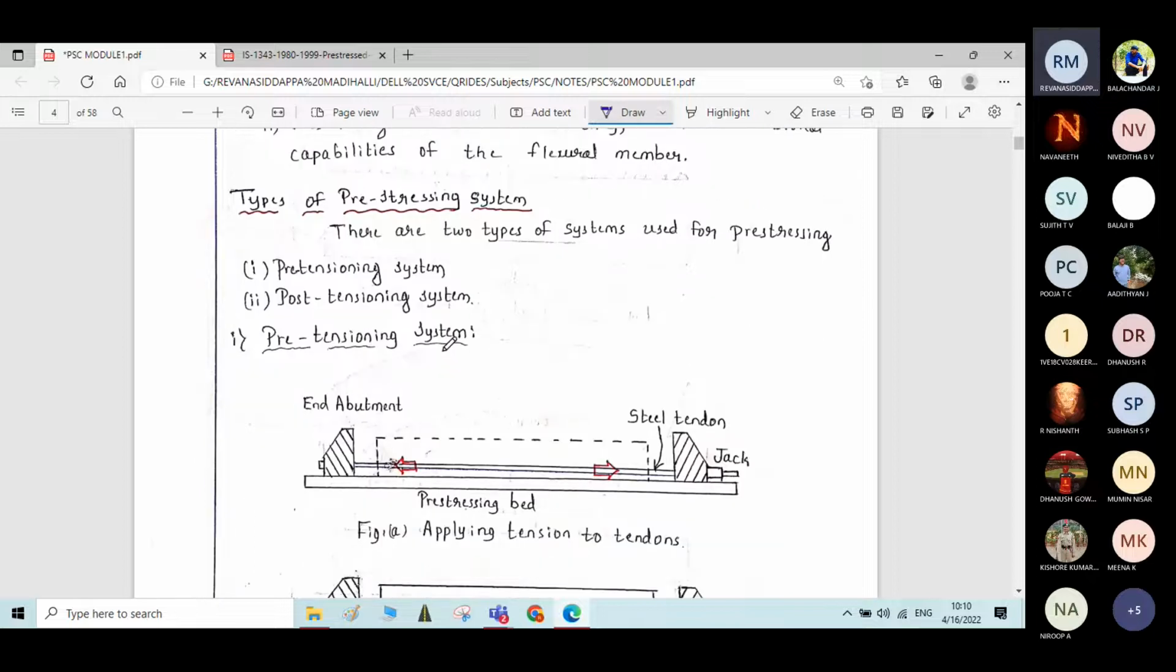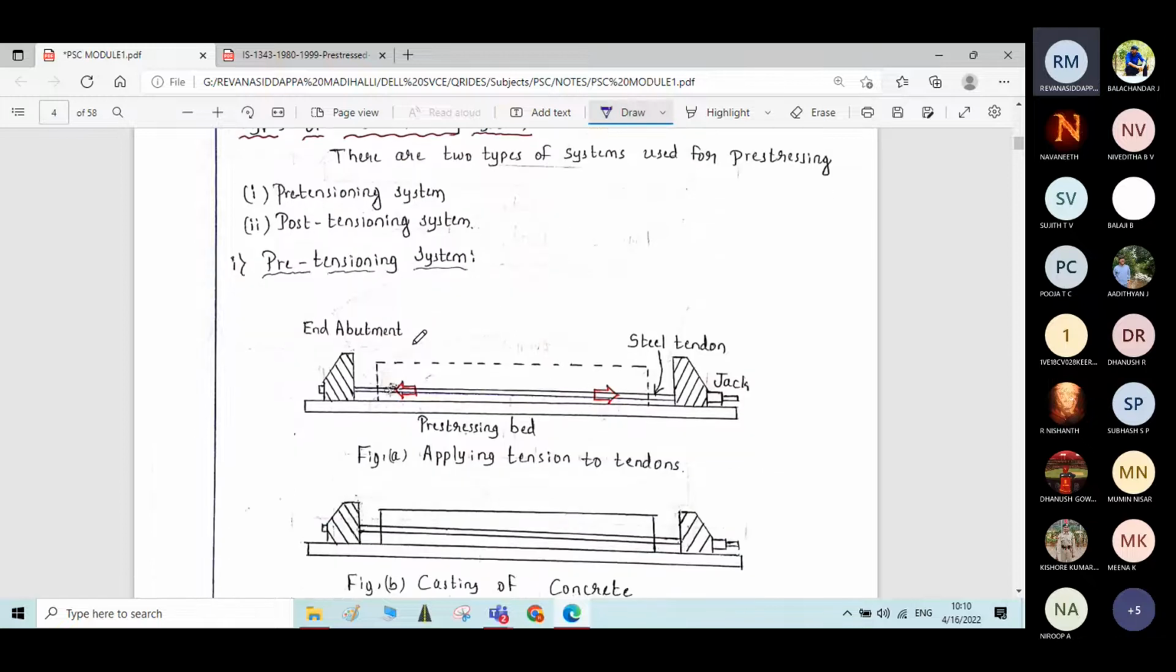This topic is important from the point of view of your examination. Repeatedly this question is asked. Pre-tensioning system and post-tensioning system. There are two methods of inducing the stresses. First we will go with the first one, that is the pre-tensioning system.